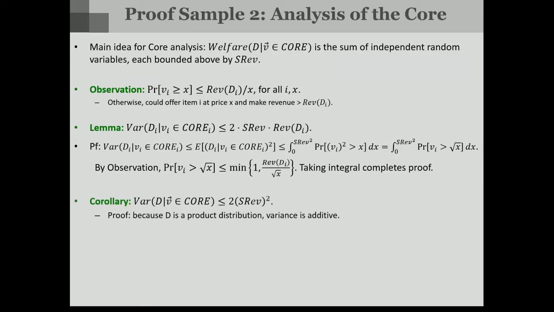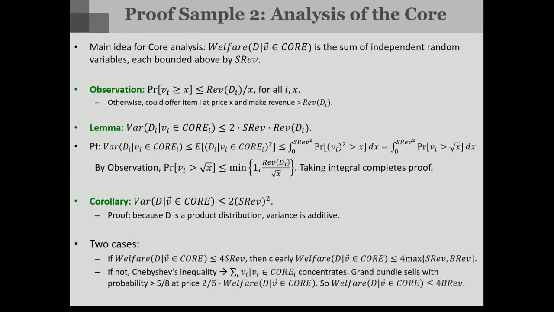Okay, and so as a corollary of this lemma, we can show that the variance of your sum of values for all items conditioned on being in the core is upper bounded by 2 Srev squared. So why is this? Well, D is a product distribution, so variance is additive across the variance of its components. Here's a bound on the variance of its components, so when I sum this over all i, this last sum turns into exactly Srev, and that's where the 2 Srev squared comes from.